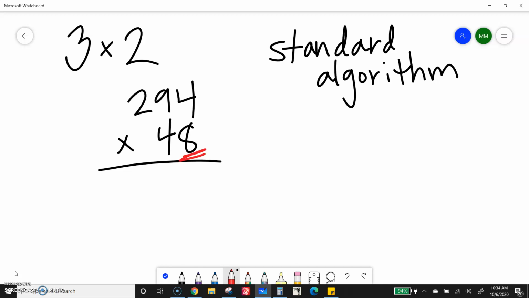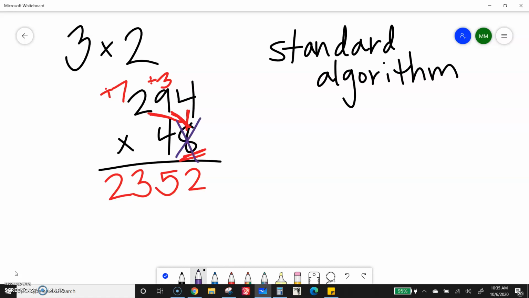I'm going to do 8 times 4 is 32. So write the 2, carry the 3. 8 times 9 is 72. Plus 3 is 75. Write the 5, carry the 7. Still with my 8. 8 times 2 is 16. Plus 7 is 23. Notice how it was the same. I did 8 times this, 8 times this. I just had to now also do it times my hundreds, since that's the difference from the last one.